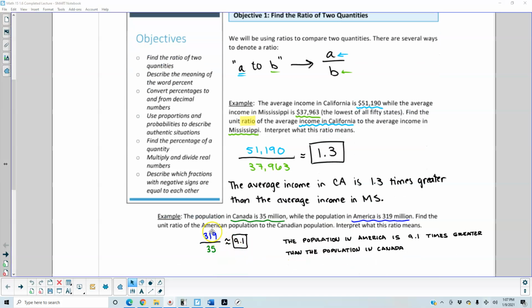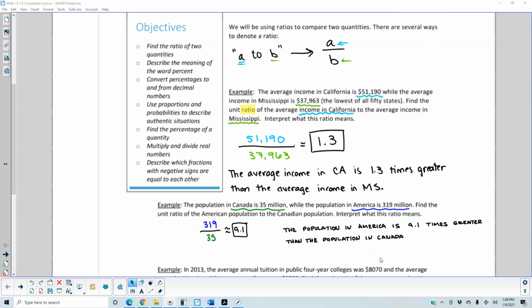Another example. The population in Canada is 35 million, while the population in America is 319 million. Find the unit ratio of the American population to the Canadian population and then interpret what this ratio means. Well, again, it's going from American to Canadian, so it's 319 divided by 35, which gives us approximately 9.1. So then we can say that the population in America is 9.1 times greater than the population in Canada.